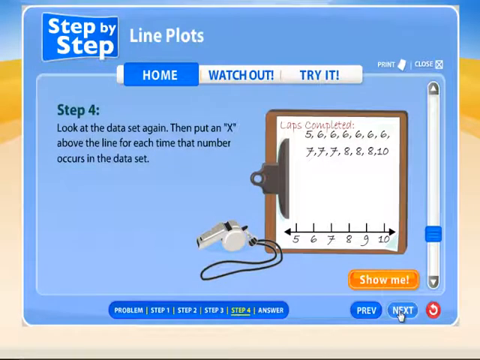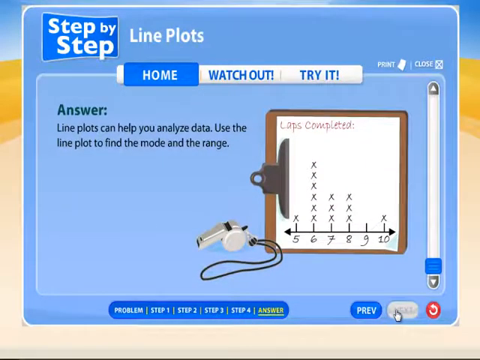Look at the data set and put an X above the line for each time that number occurs in the data set. Because only one student made 5 laps, place only one X above the number 5. Since there are 3 kids who ran 8 laps, put 3 X's above the 8. Pretty simple, huh?